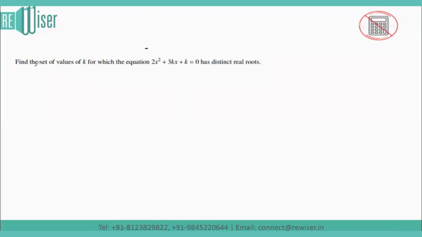Hello students. The question says find the set of values of k for which the equation 2x squared plus 3kx plus k equals 0 has distinct real roots.